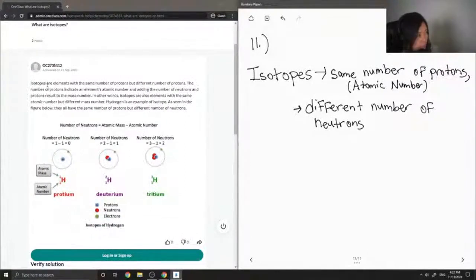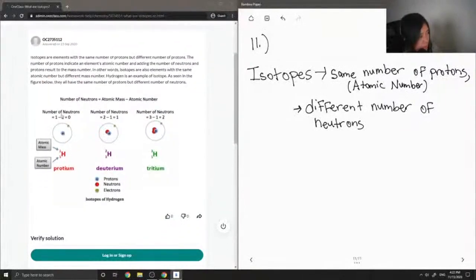So they said that isotopes are elements with the same number of protons but different number of, I think they meant neutrons. The number of protons indicates an element's atomic number, and adding the number of neutrons and protons results in the mass number. In other words, isotopes are elements with the same atomic number but different mass number. That's another way of putting it as well. Hydrogen is an example of an isotope, as seen in the figure below. They all have the same number of protons but different number of neutrons.